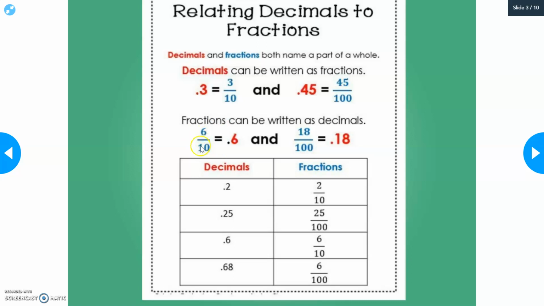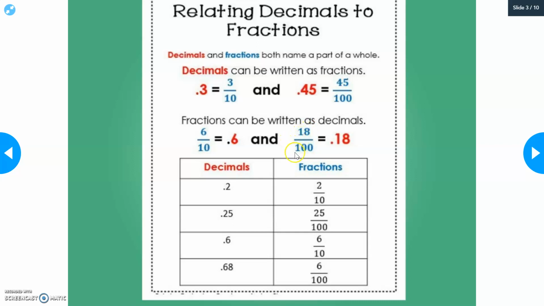You have 6/10. We want to rewrite it as a decimal. Some people may want to include their placeholder. Some people may not. It's okay. We have our decimal point, and then we have the number 6, and it's in the what place? It's in the tenths place, because remember, we know our place value, right?